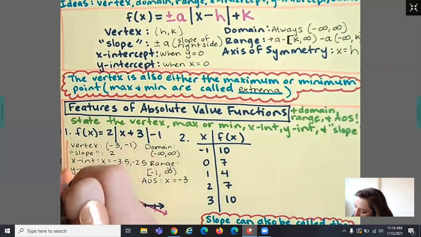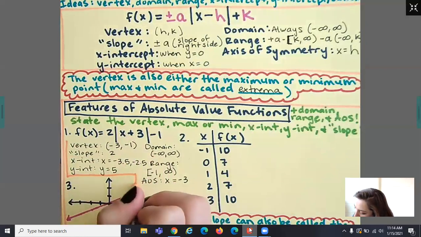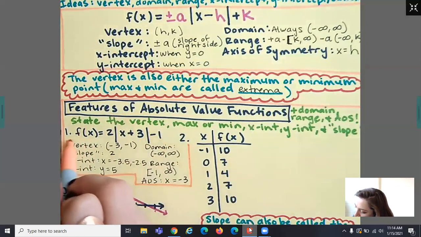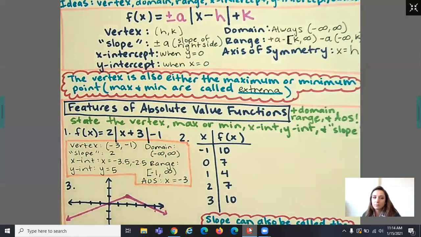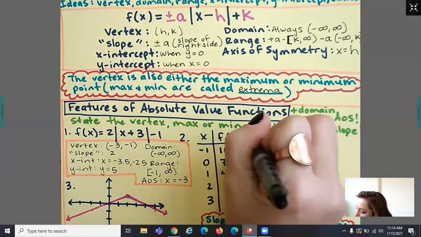Okay, now let's look at a table, and then we'll move to the graph down at the bottom. Okay, so with the table, we're first going to start with our vertex.